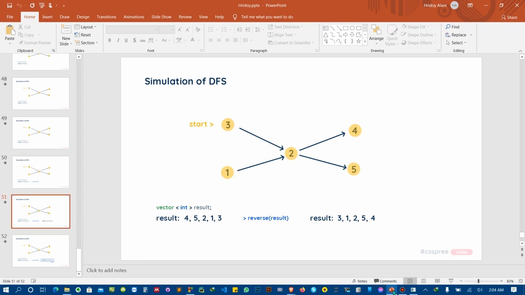So here is the overall introduction and description of topological sort.